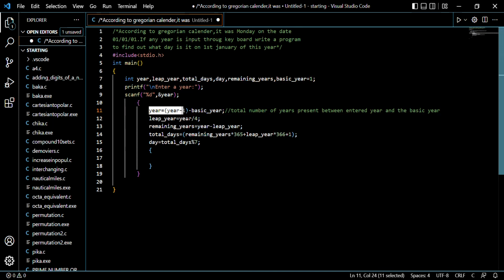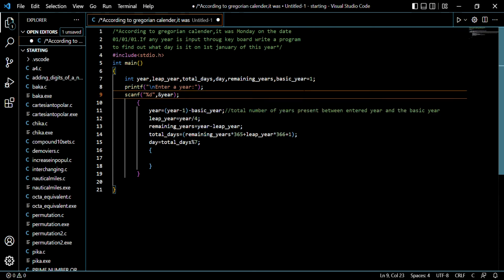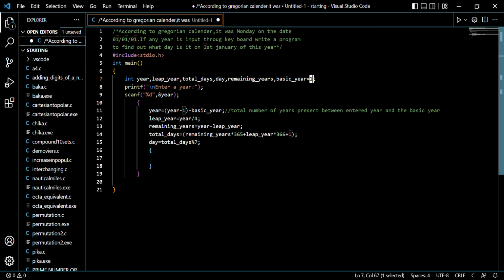So this sentence is what I've written over here: the total number of years present between the entered year and the basic year. If you are entering 1998 as your year, the number of years between the basic year and the entered year is going to be 1998 minus 2, because we have taken basic year equal to 1, right?